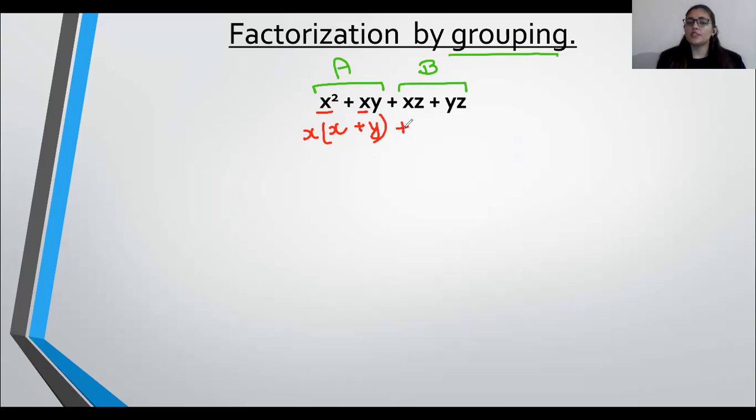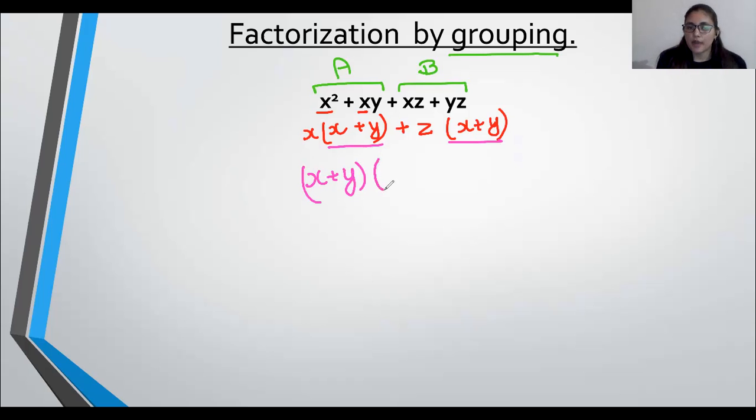Now, if we look into team B, what can we take outside? We can take z outside, so you will get x plus y again. Now, can you think of something that you have learned just now? Yes, taking out the common terms. So which term can we take common now? We can take this entire bracket outside, which is x plus y itself.